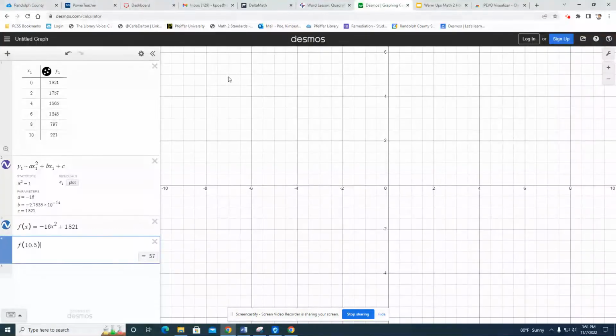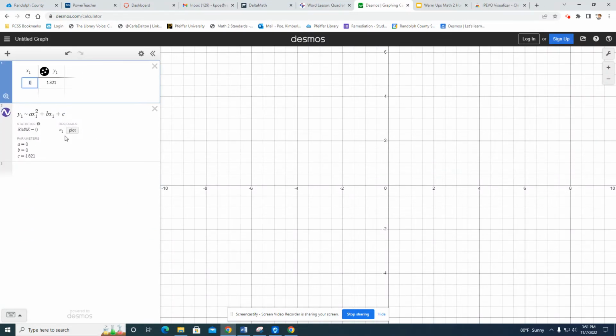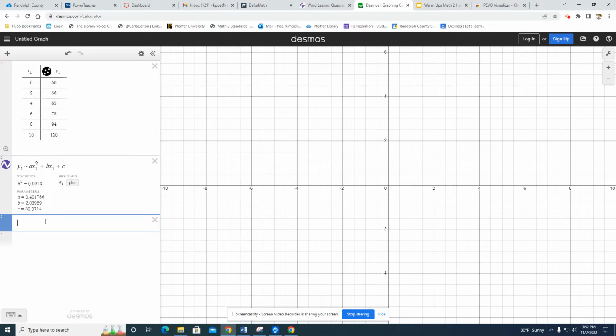All right, let's go to Desmos, and I am going to have to key this one in. So let me delete my table here. All right, so we got 0. I should have left that. 2, 4, 6, 8, 10. And then 50, 56, 65, 75, 94, and 110. All right, you can see I left my equation, so it kept everything.